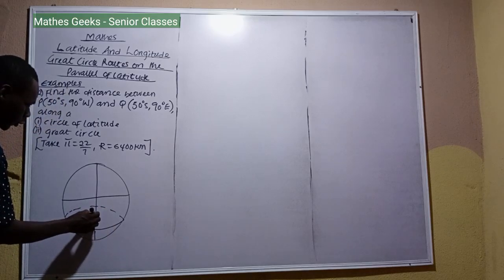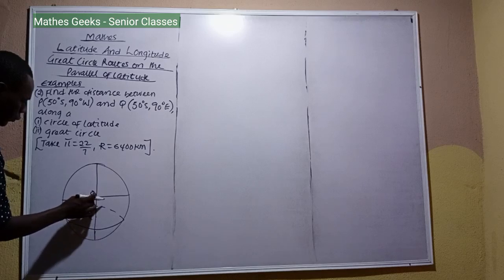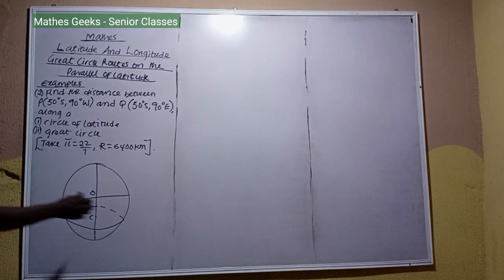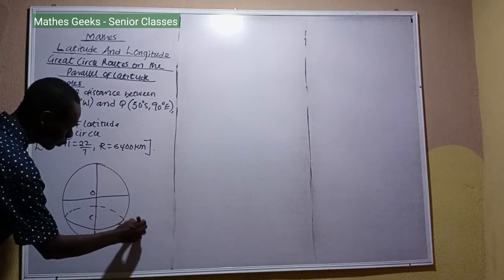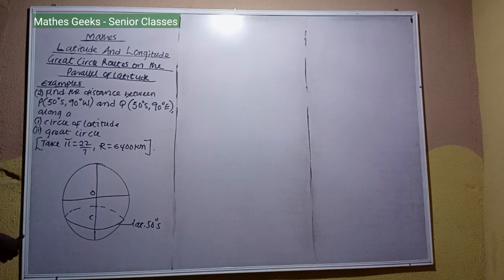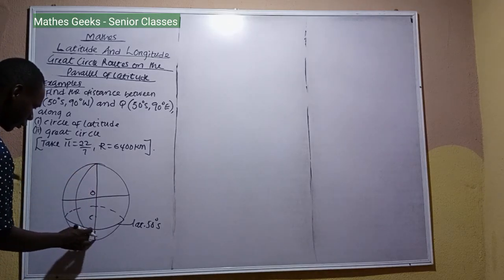Okay, and this is the center of the small circle, C. This is the center of the great circle, O. So 50 degrees south, this is latitude 50 degrees south. Okay, so point P is 90 degrees west.